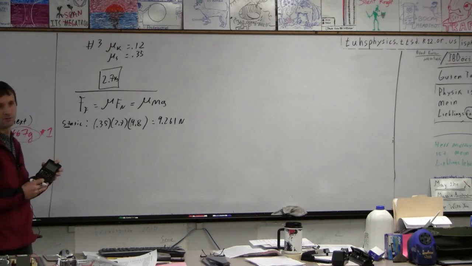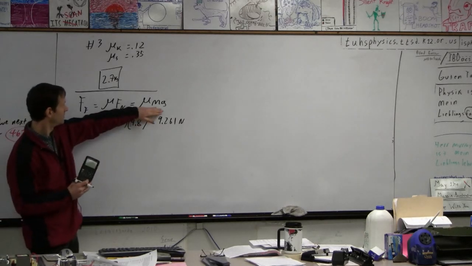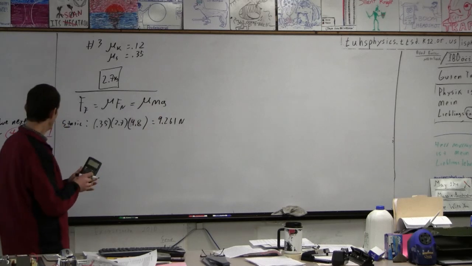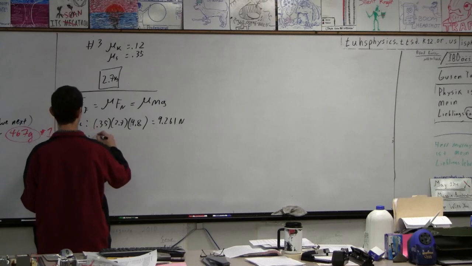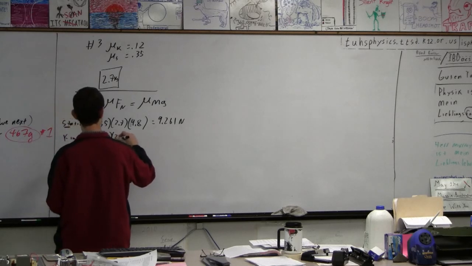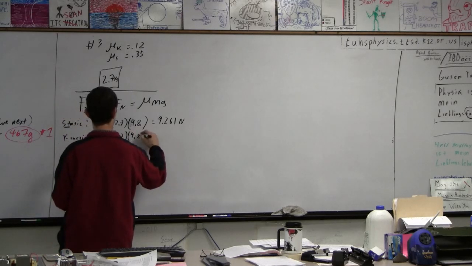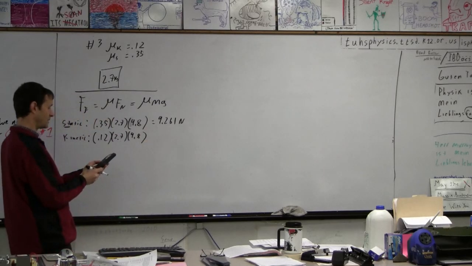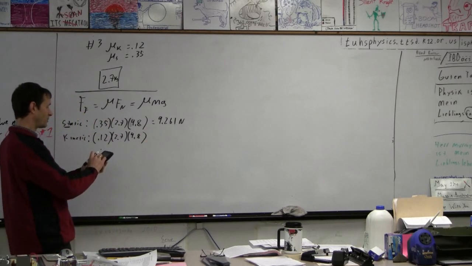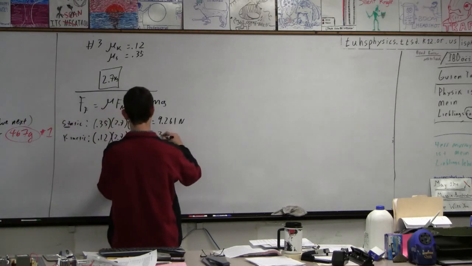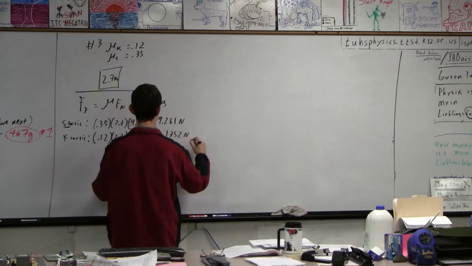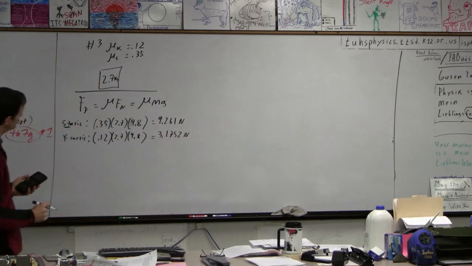Oh, it's just this. Mu mg. And then the kinetic, to keep it going, right? I just use the kinetic, so I use the 0.12 times. In fact, if you're really lazy, you can just take this entry you've got and change the 0.35 to a 0.12. And you get 3.1752 newtons. Crazy, huh?